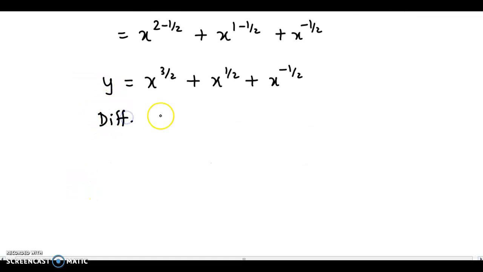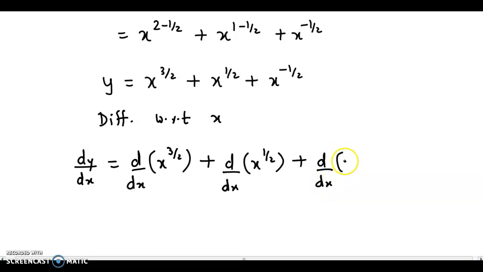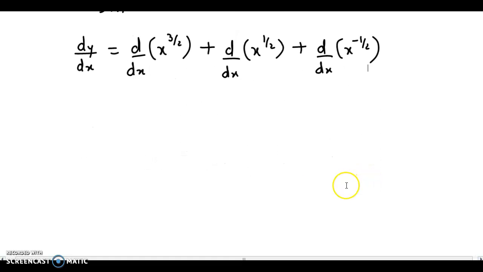So we say differentiating with respect to x, we get dy by dx. Now here we take the derivative of each of these three terms. So we have derivative of x^(3/2) plus derivative of x^(1/2) plus derivative of x^(−1/2). And now we apply the rule for derivative of x raised to n, right?